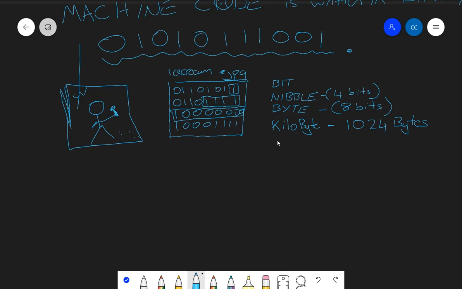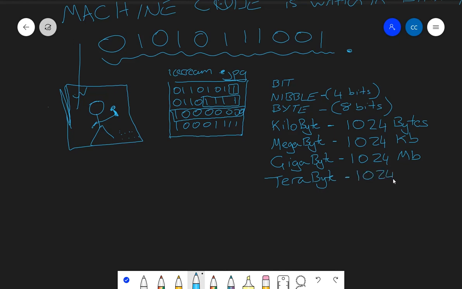And the next measurement after that is called a megabyte. And that's the same as 1024 kilobytes. And after megabyte comes gigabyte, and that's the same as 1024 megabytes. And after gigabyte comes terabyte. And guess what? That's the same as 1024 gigabytes. Do you see what's happening there?